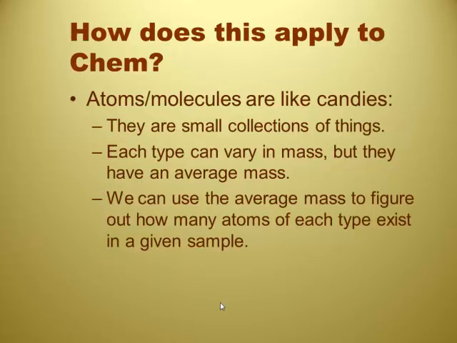All right, so how do we apply this to chemistry? Atoms and molecules are just like those candies. They're small collections of things. We can know the mass of each type because they each have an average mass. We can find the average mass on the periodic table. So we can use the average mass to figure out how many atoms of each type exist in a given sample.